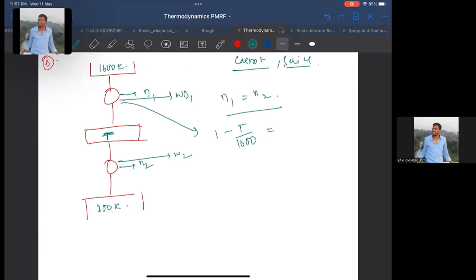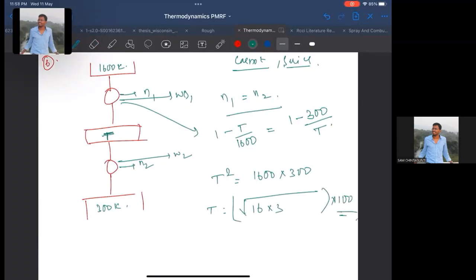In the second case, T is the higher temperature limit, so 1 minus 300 by T is the efficiency of the second heat engine. When you equate these two, you get T squared is equal to 1600 into 300. T is equal to the square root of 16 into 3 into 100. This is how we are going.